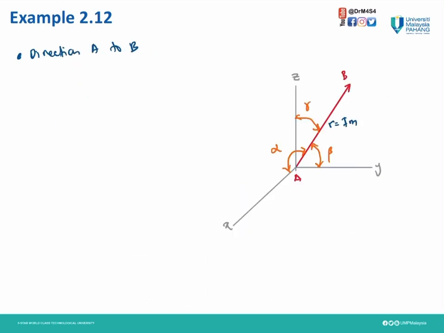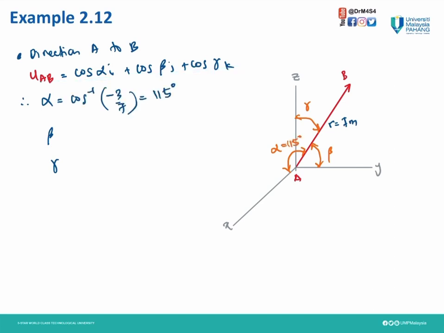Then we want to know the direction from A to B. We know the magnitude is 7 meter, the same as the length of the rubber band. We know alpha is the angle from the positive x-axis, beta is from the positive y-axis, and gamma is from the z-axis. We know our unit vector can be written in this form. Therefore, we can calculate our alpha, beta, and gamma.